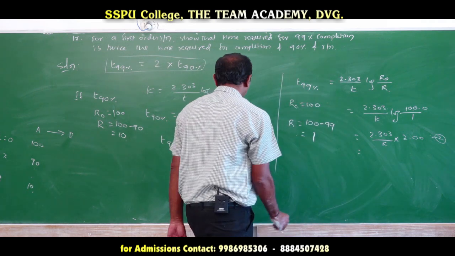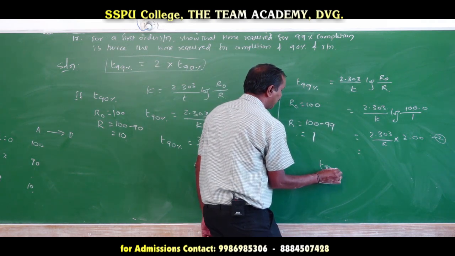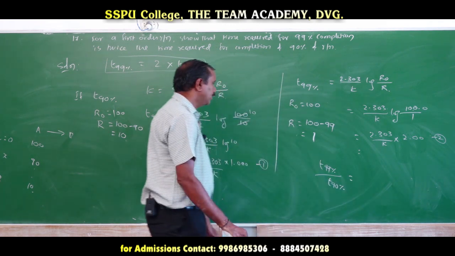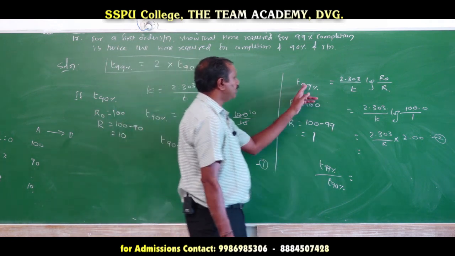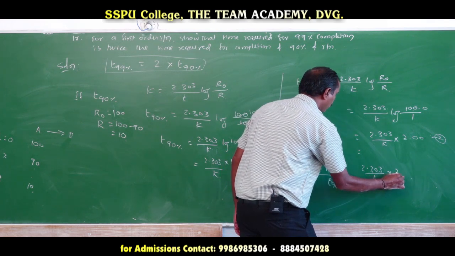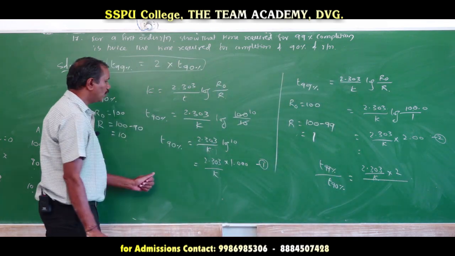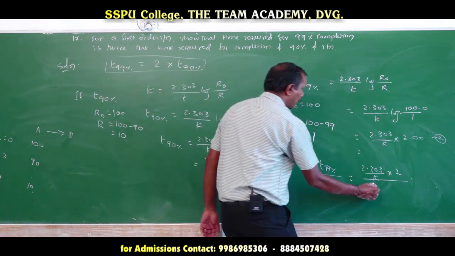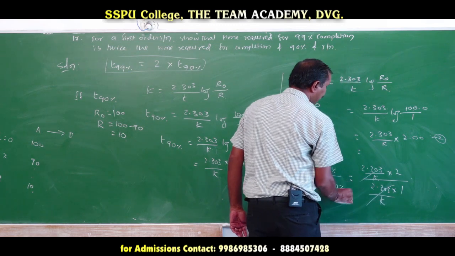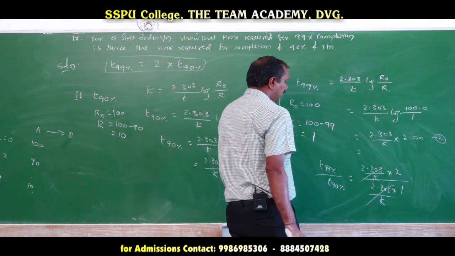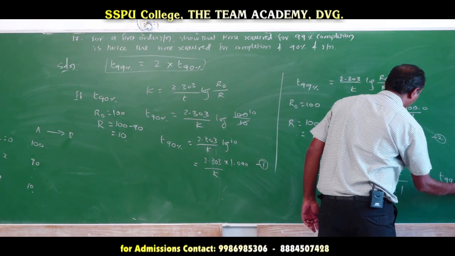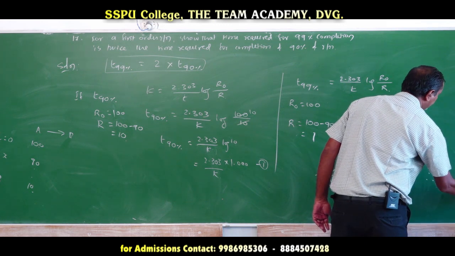Okay, so we'll calculate T 99% conversion divided by T 90%. That is equal to what I have to write? T 99% conversion is nothing but 2.303 by K into 2, divided by T 90% conversion, which is nothing but 2.303 into 1 divided by K. These two cancel. 2 by 1, nothing but 2. Therefore, T 99% conversion is equal to 2 into T 90%.